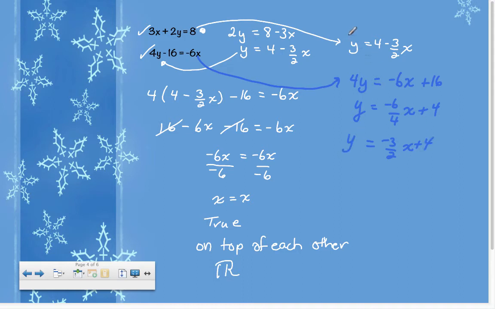So look, these were the same lines. y equals a plus 4, a negative 3/2 x, in both. So if I were to graph these, I'm starting at 4, I'm going down 3 over 2, down 3 over 2, down 3 over 2. And if I graph the other line, I'm starting at 4, going down 3 over 2, down 3 over 2. So every combination, this is a true statement, these lines are on top of each other.